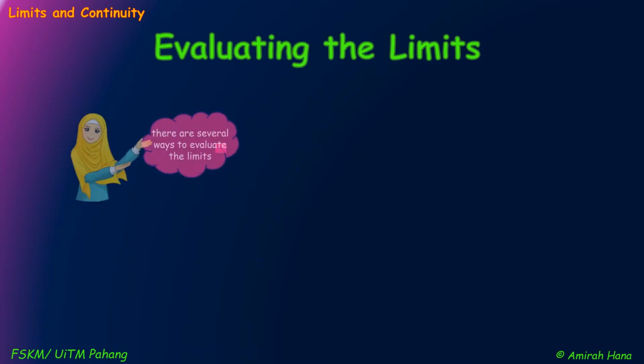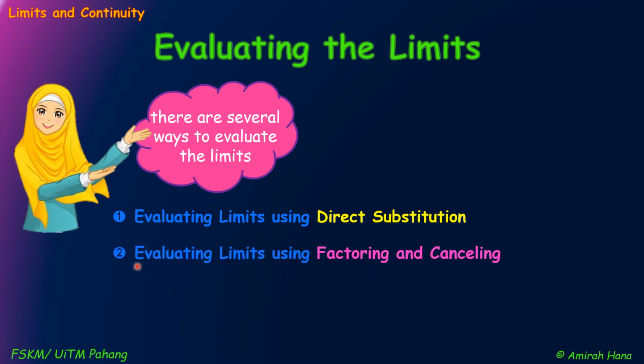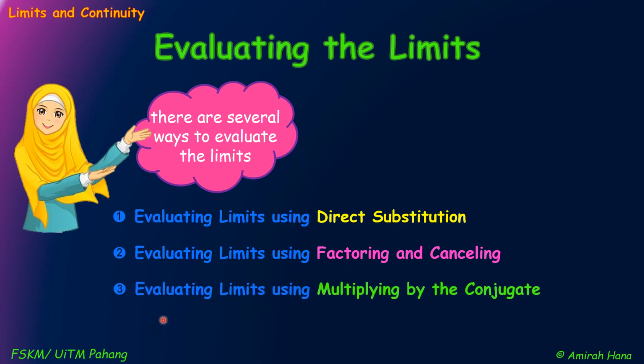Evaluating the limits. There are several ways to evaluate limits. Number 1, evaluating limits using direct substitution. Number 2, evaluating limits using factoring and cancelling. Number 3, evaluating limits using multiplying by the conjugate. And number 4, evaluating limits using the squeeze theorem. Now we look at examples one by one using the 7 properties of limits.